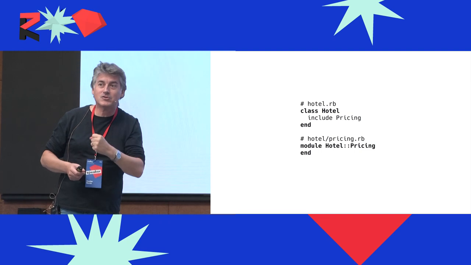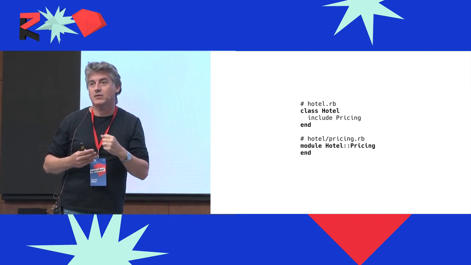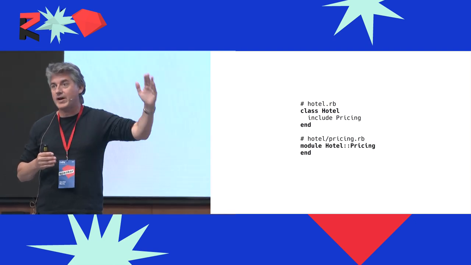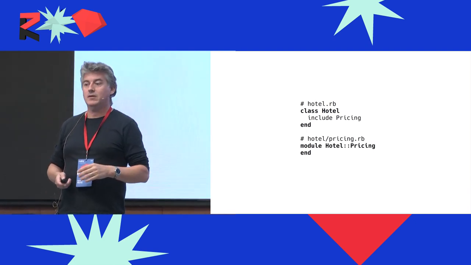Okay, and we have the class object, so we can put autoloads on that. So we intercept that, put autoloads, continue. So when include pricing happens, it's already set.